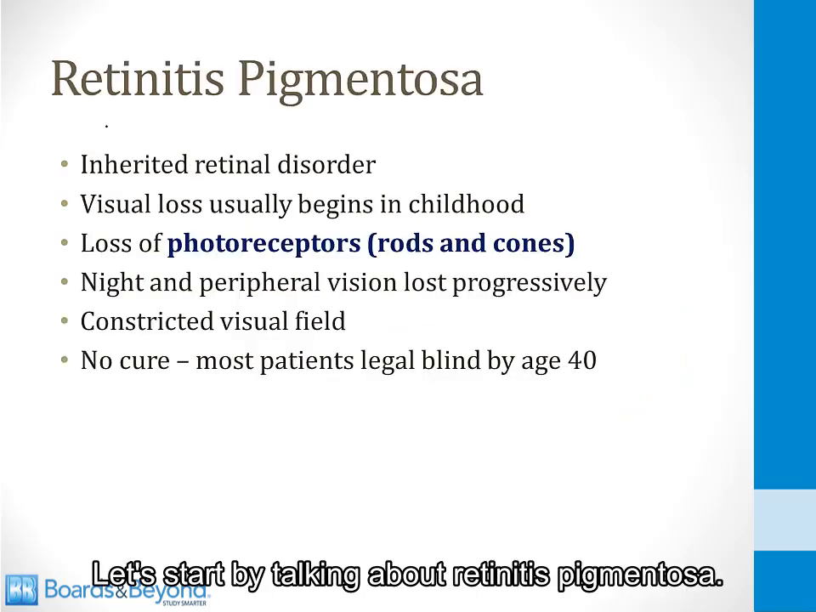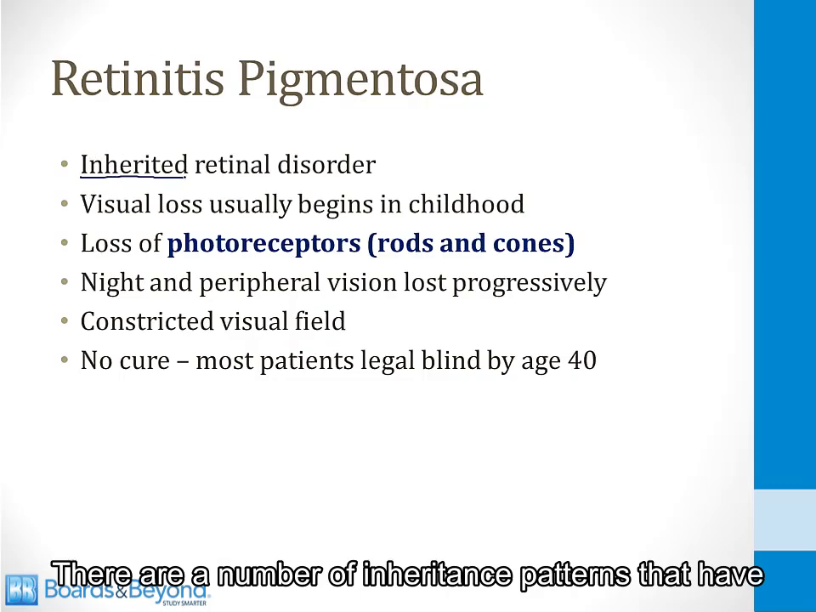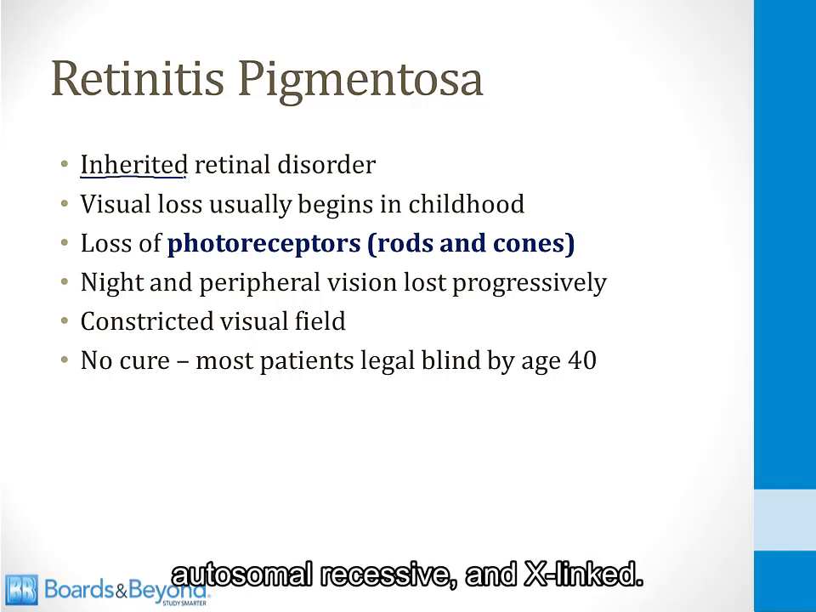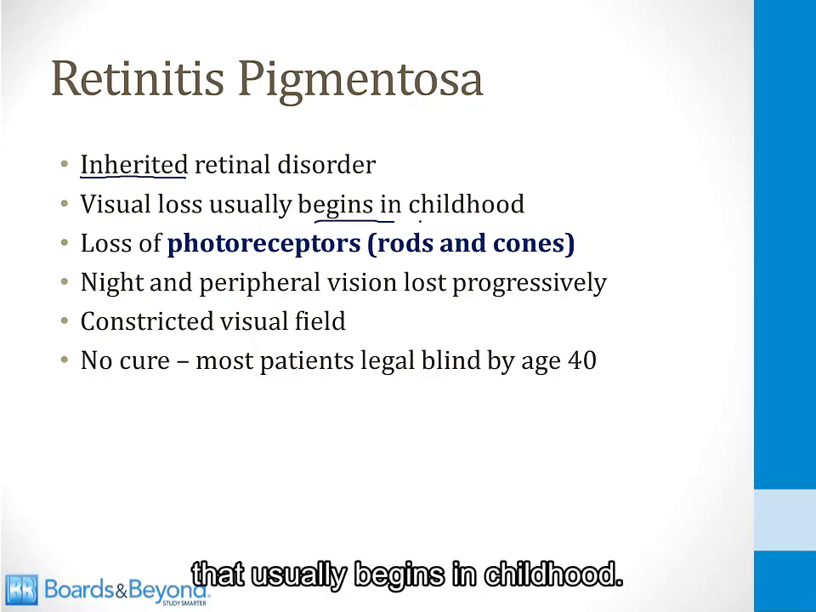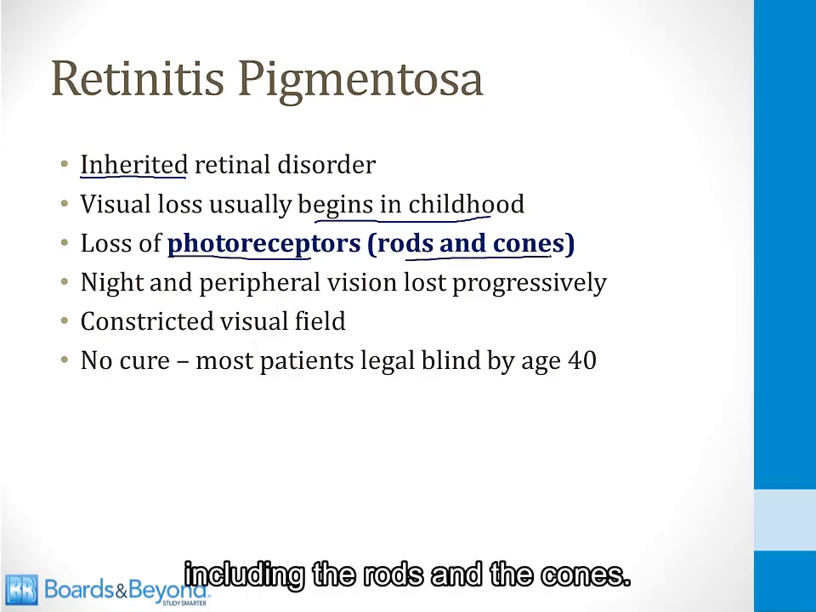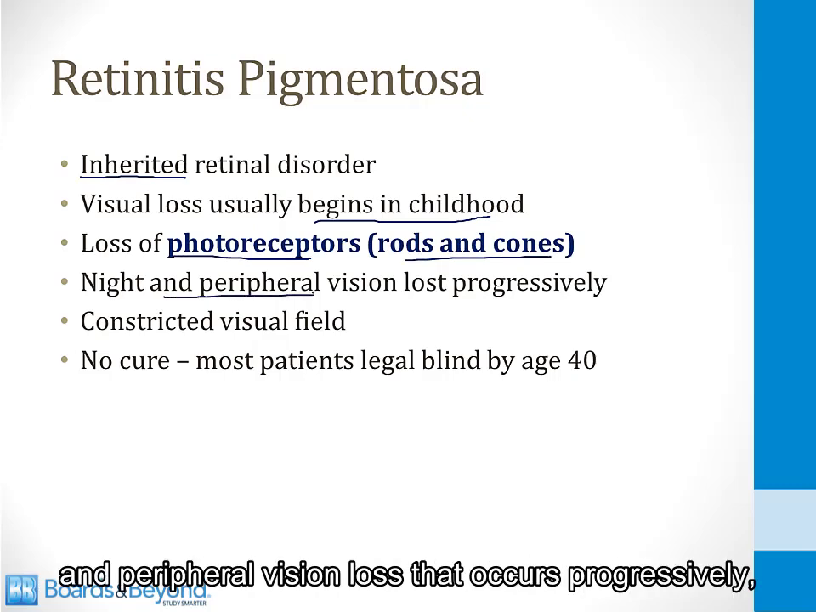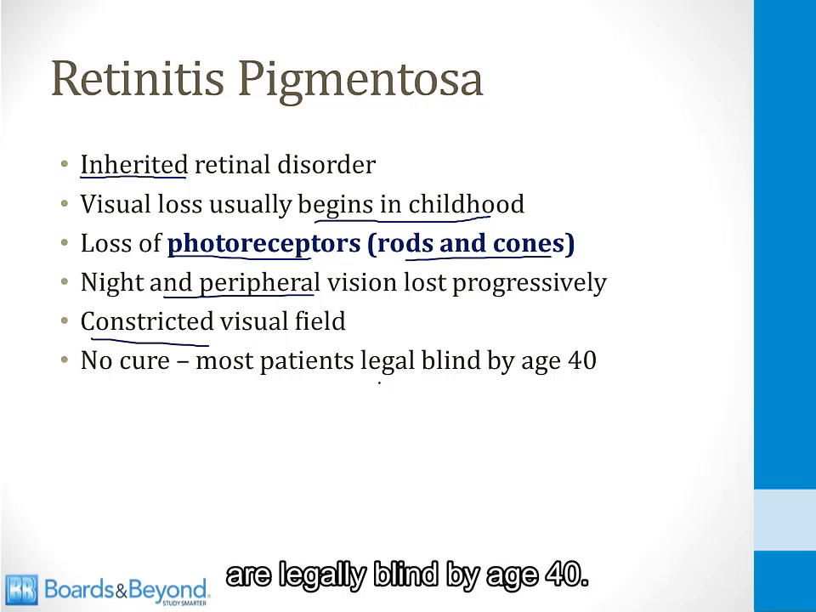Let's start by talking about retinitis pigmentosa. This is an inherited retinal disorder. There are a number of inheritance patterns that have been described, including autosomal dominant, autosomal recessive, and X-linked. Children who are born with this condition have visual loss that usually begins in childhood. The reason they have visual loss is because in this condition there is loss of the photoreceptors, including the rods and the cones. Children with this condition have night and peripheral vision loss that occurs progressively. Their visual field becomes constricted, and unfortunately there is no cure. Most children born with this condition are legally blind by age 40.